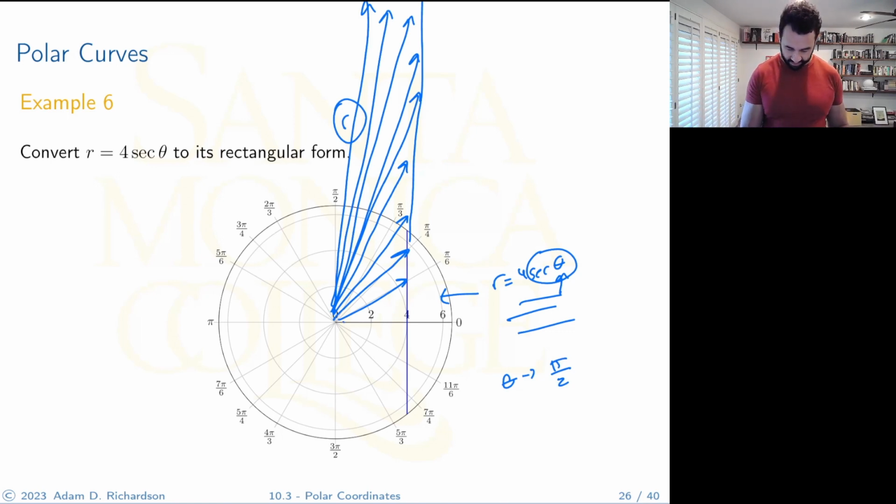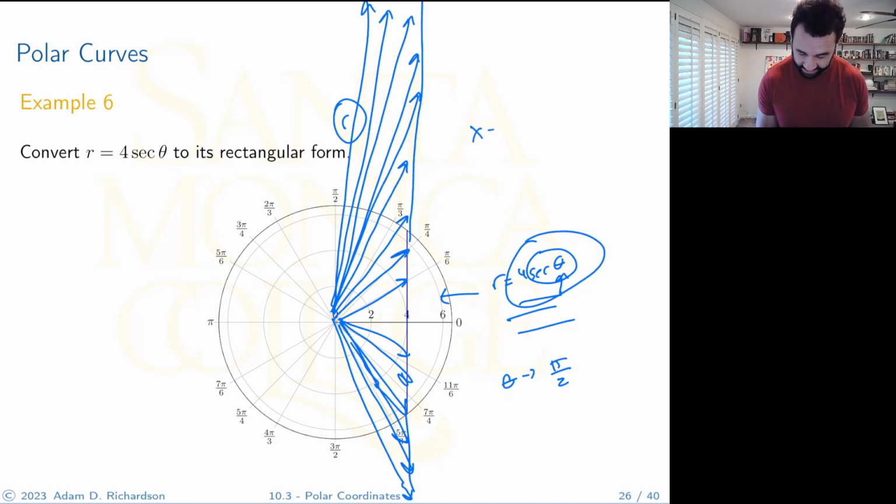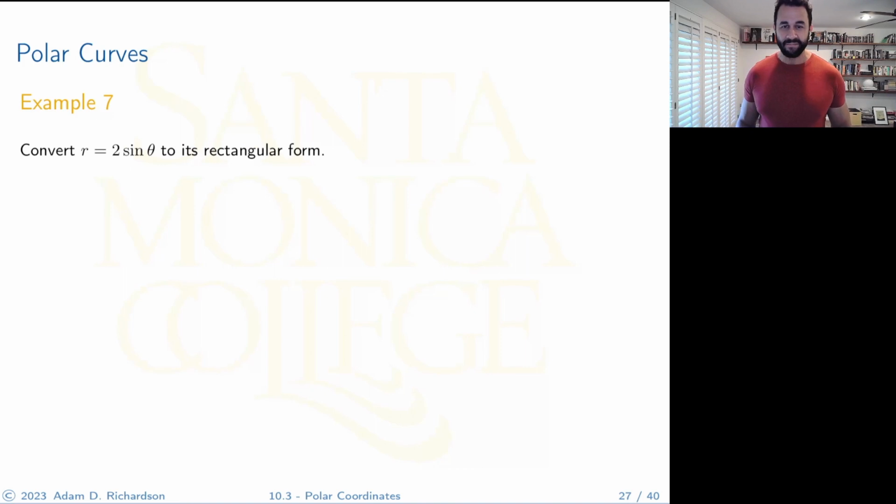Similarly, if you go backward, you have this same behavior, just like this. So those radiating lines, that's what 4 secant theta is describing. Or you can just write this as x equals 4. It just depends on what you want to use it for, right? Okay. All right, so this one, is this the tricky one?